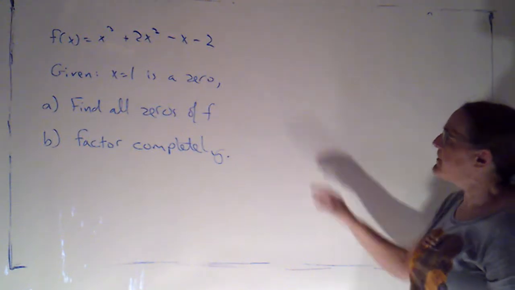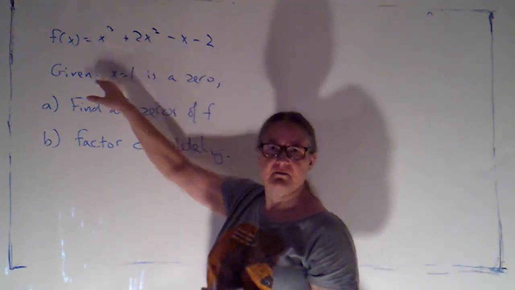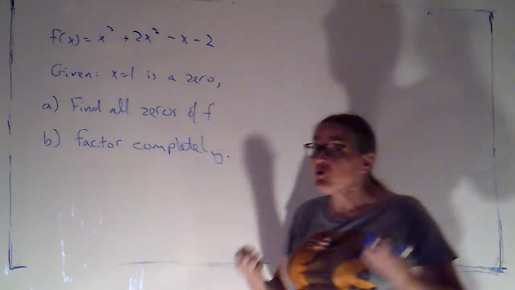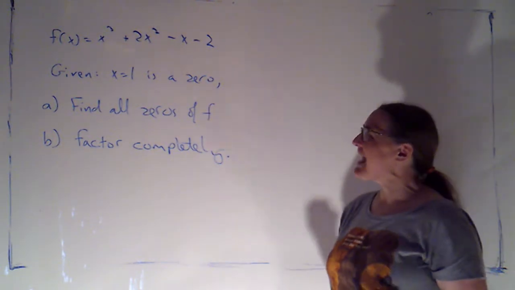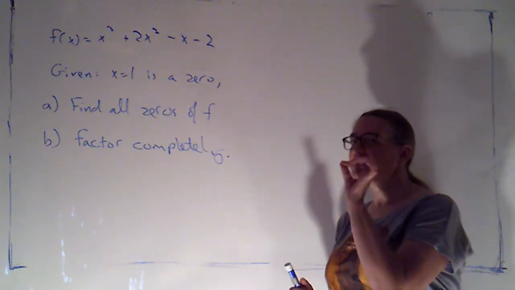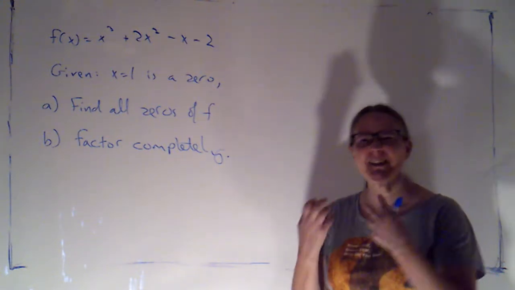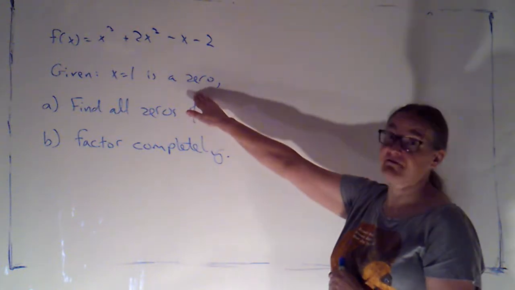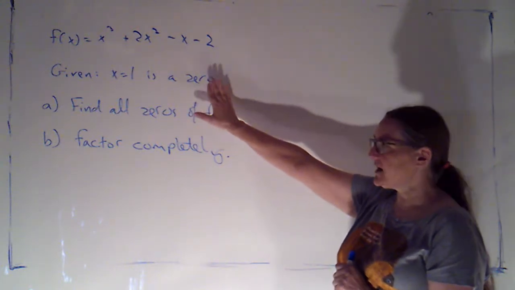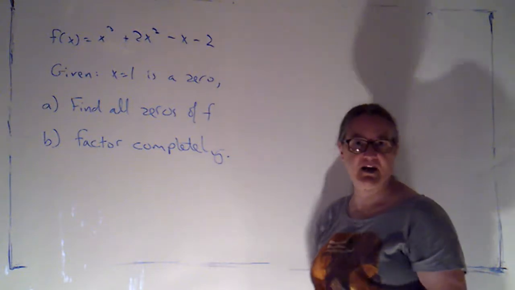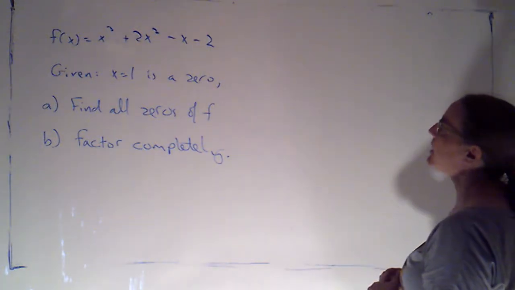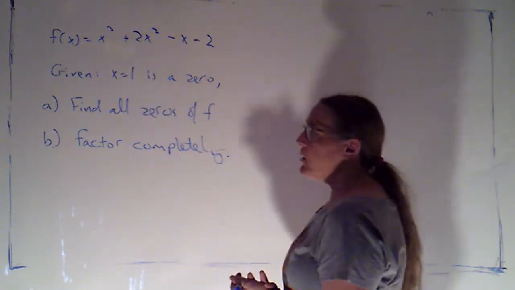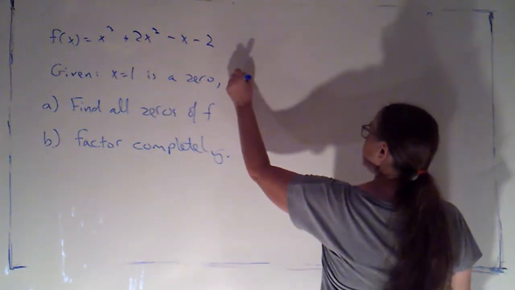Now this problem is a little bit contrived because I'm giving you one of the zeros. Right now, we're just learning how to work with that. In the next chapter, we're going to learn how to make some educated guesses about numbers that are likely to be zeros, and use some trial and error so that we don't have to be given this information. Right now, we're just going to figure out how to use the information once it's given. So if x equals 1 is a 0, then I know that x minus 1 is a factor.